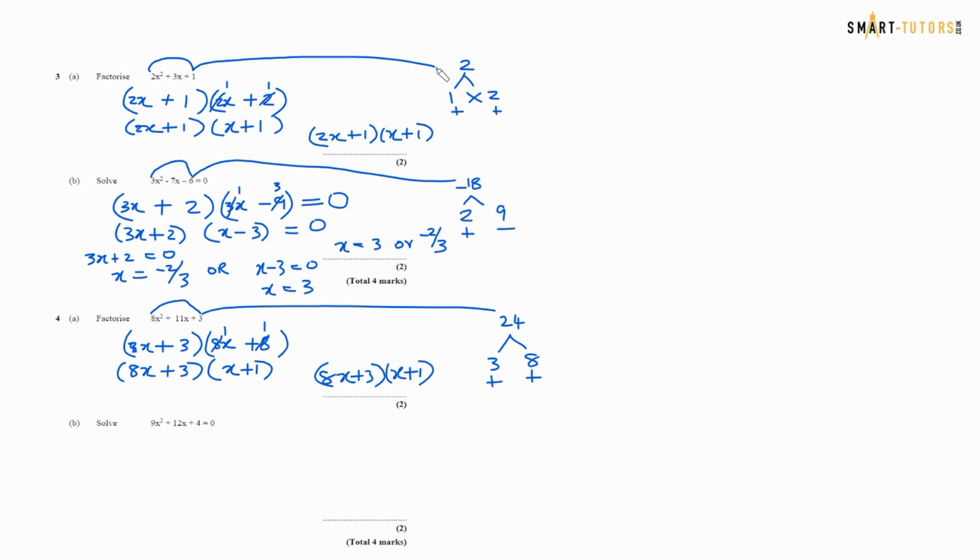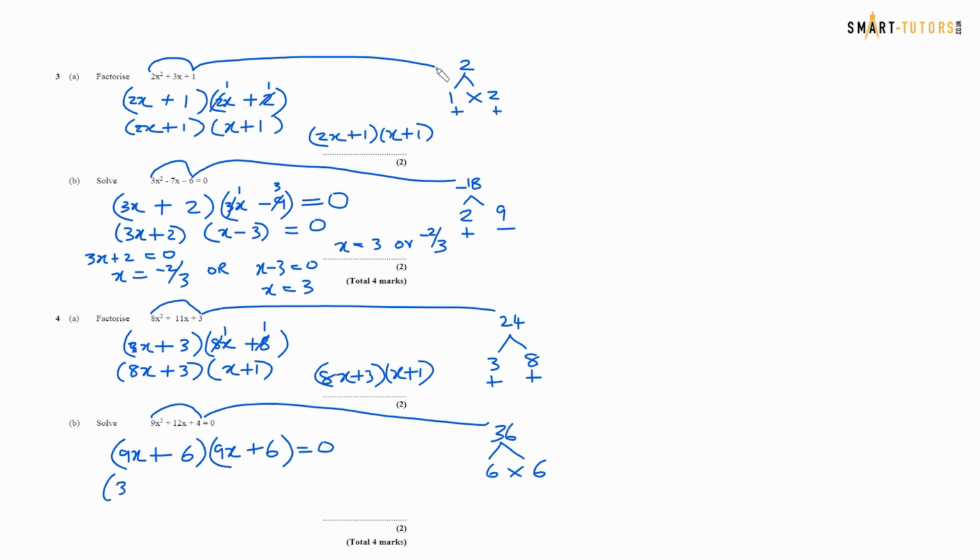B part, 9x squared plus 12x plus 4. 9 times 4 is 36. We need to find 2 numbers that make 36 and add up together to give 12. So 6 times 6 is 36, 6 plus 6 is 12. So open and close brackets. 9x at the start and plus 6 equals 0. So both brackets can be simplified by 3.